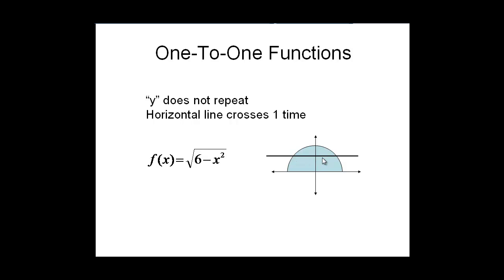Now, since it touched twice, then the horizontal line test fails because it's only supposed to touch once if it's a one-to-one function. So in this case, it's not one-to-one. So if you have a graph, and a horizontal line touches more than once, it's not one-to-one. If it just touches once, then it is one-to-one.